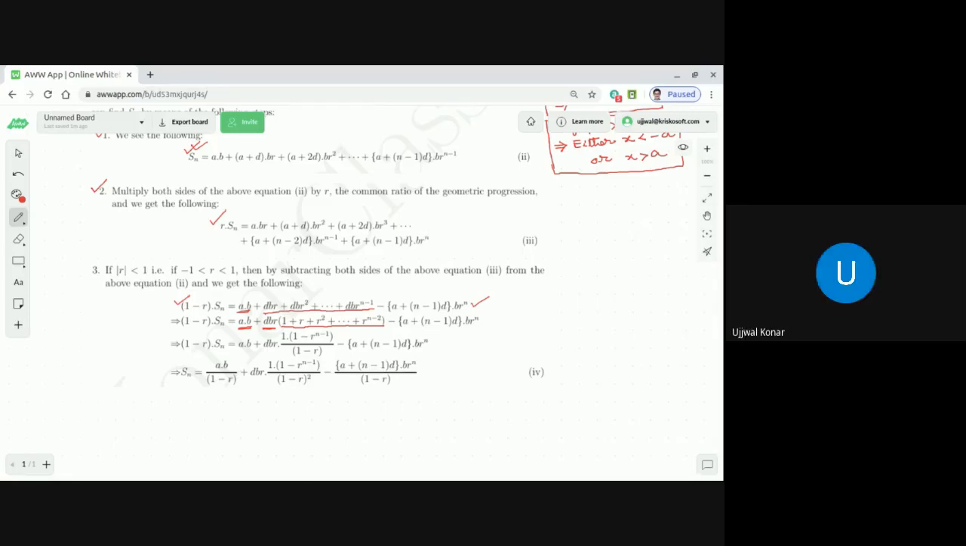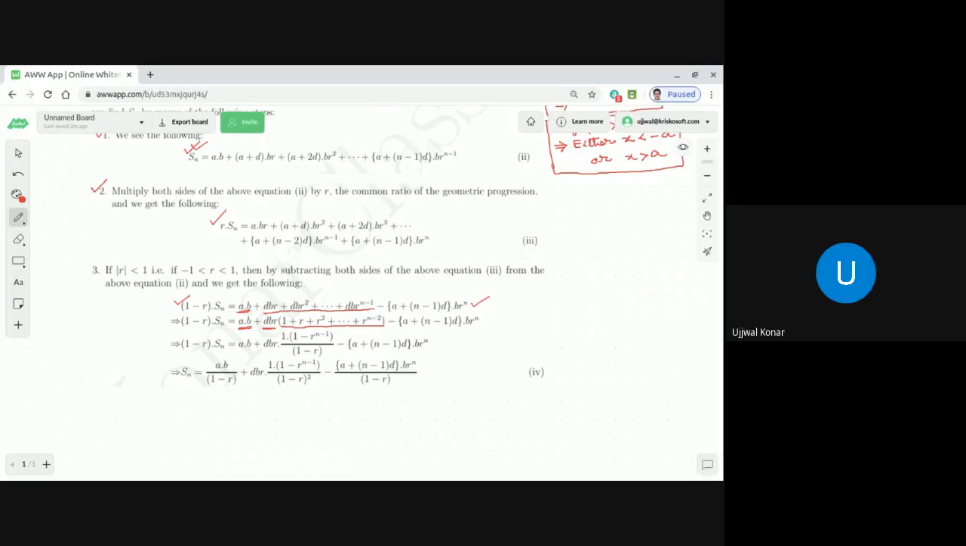Recall, dear students, in my previous class, I discussed that for the sum up to the first n terms of a GP, there is not a single formula, but there are different branches of formulas depending on the range of values of the common ratio r. When r is greater than 1 or less than minus 1, that is a different formula. That is a into r to the power n minus 1 by r minus 1.